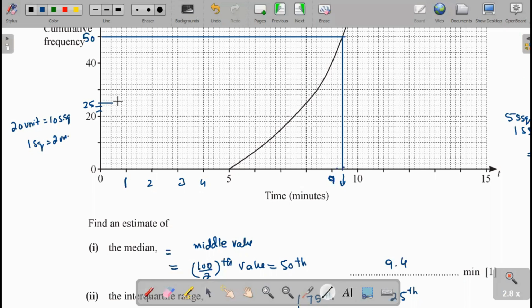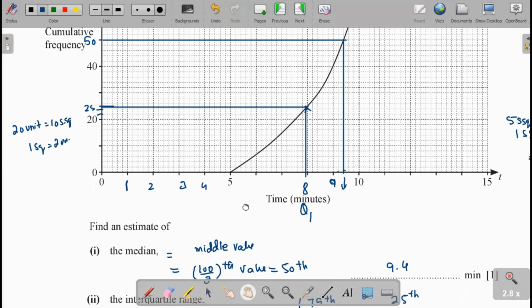Now we mark a line here, 25 student time, and we draw a line towards the curve, and we join this intersecting point towards the time axis. You see here, this time is 8 seconds. Now this is the 8, and this value is Q1.